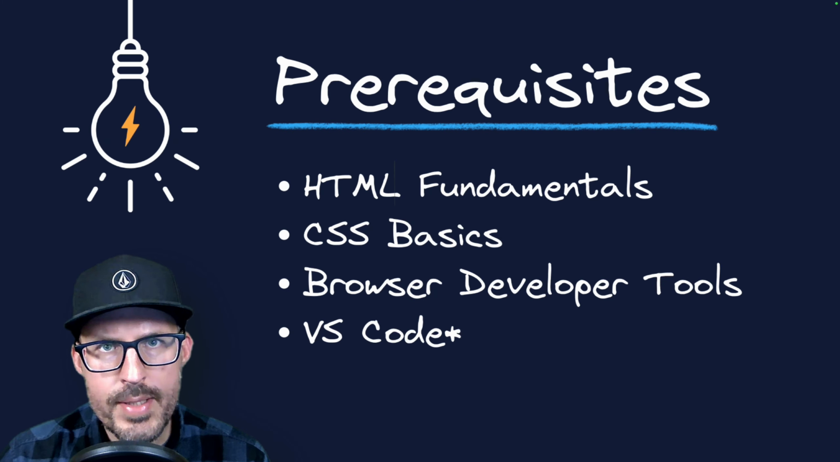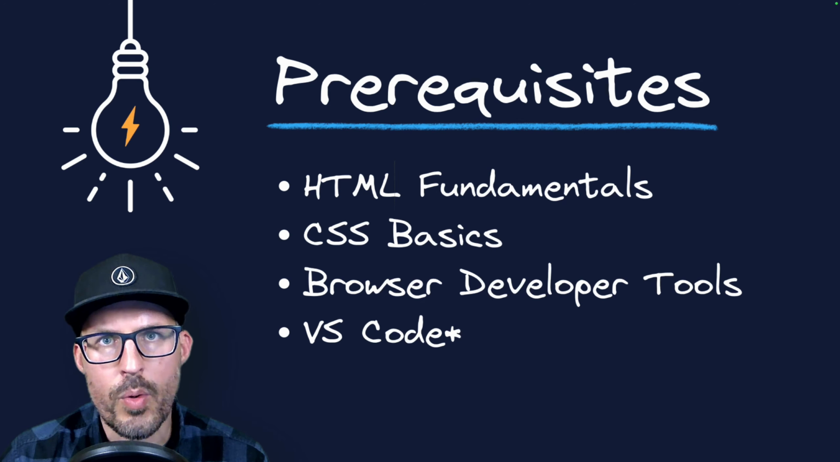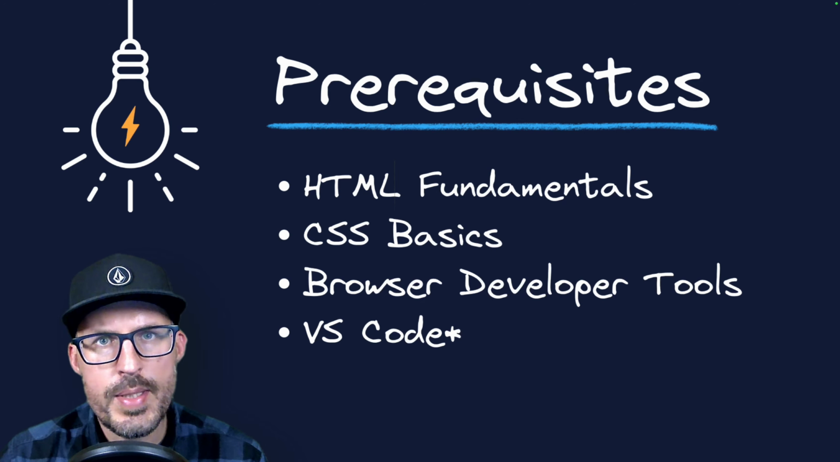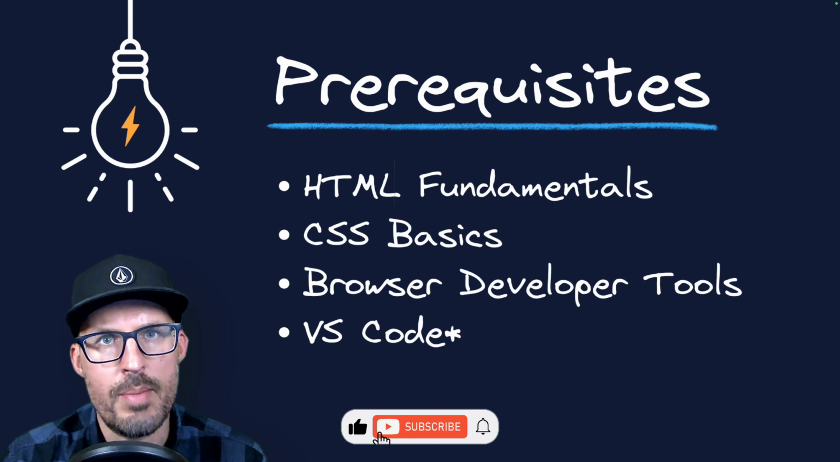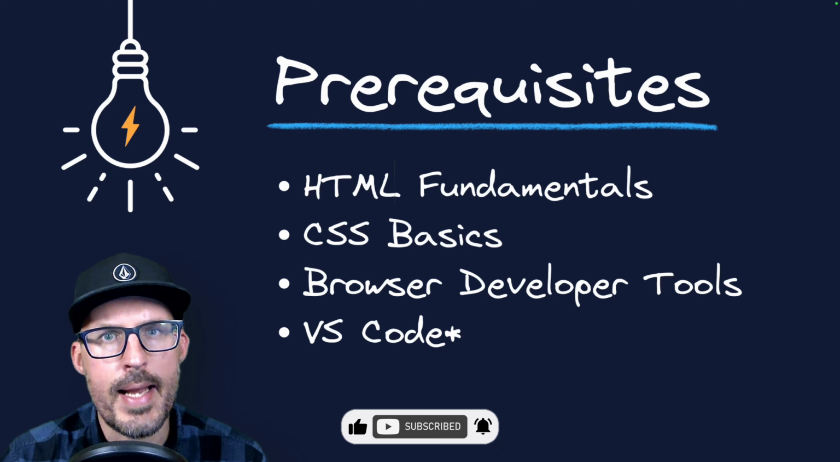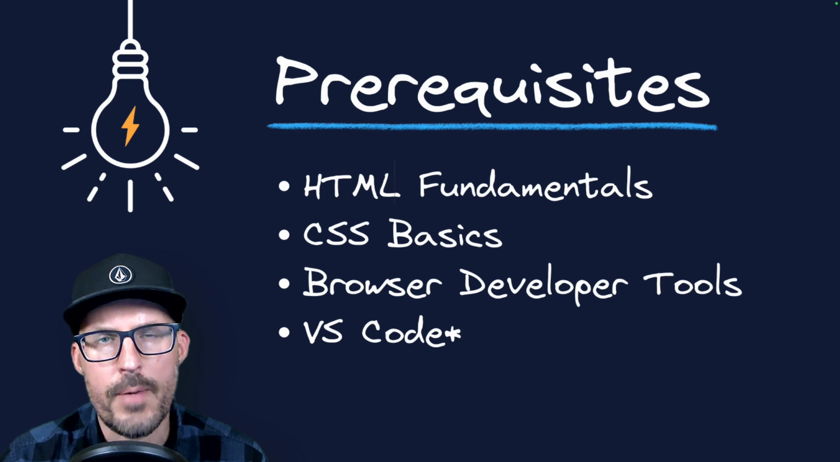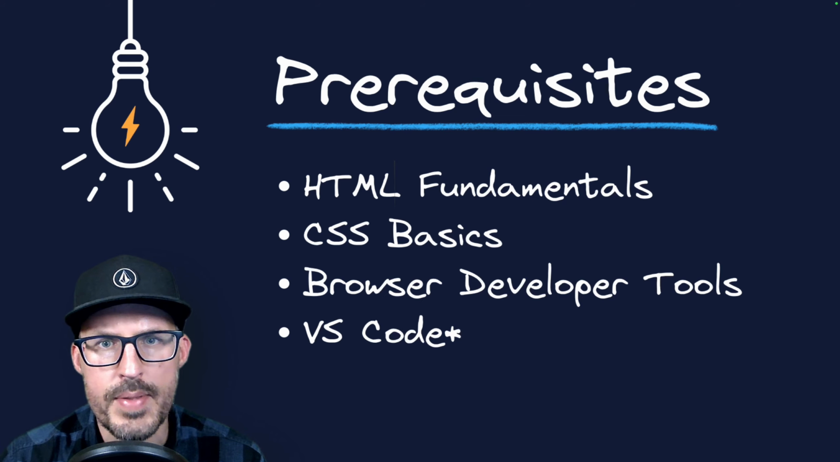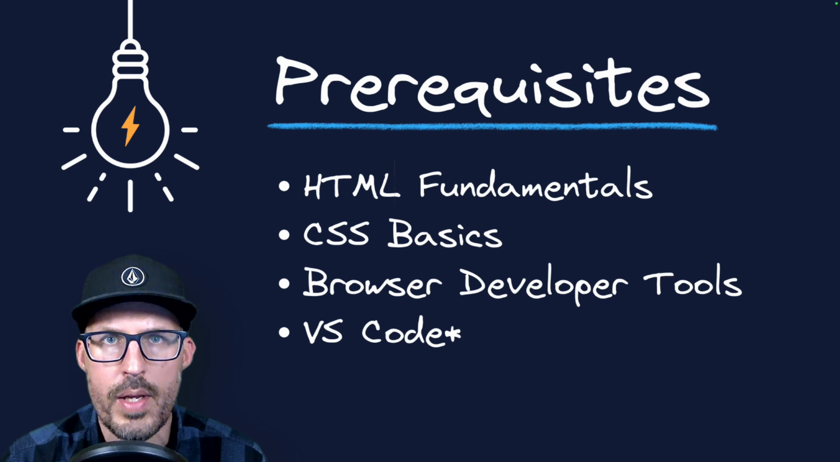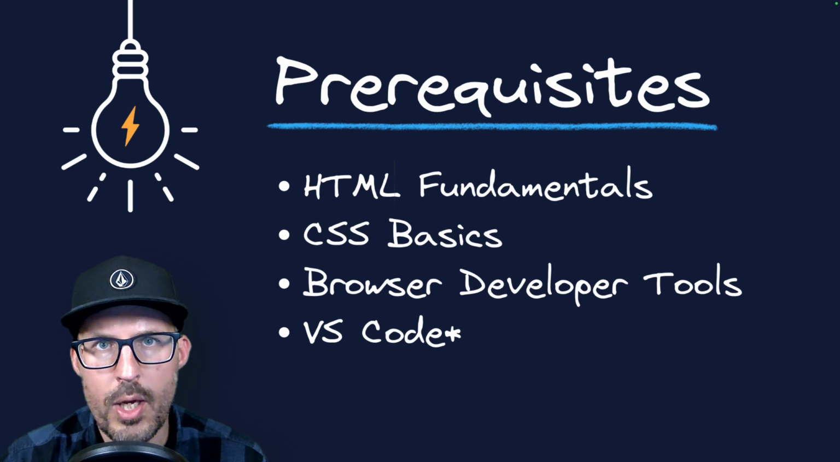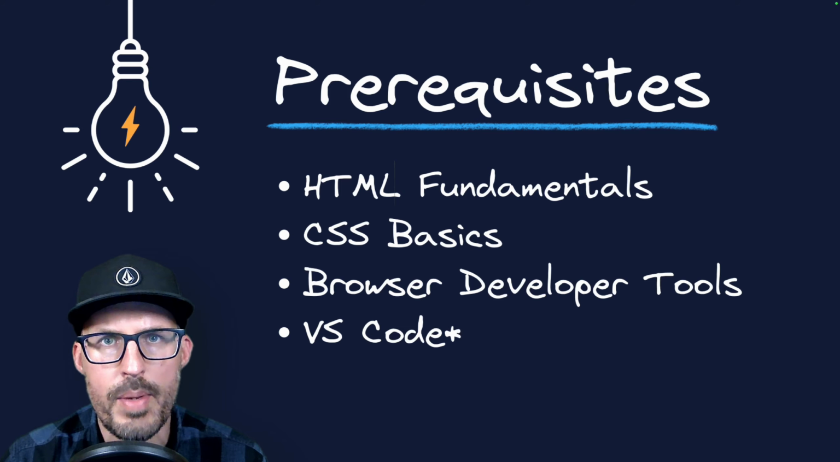All right, now before we get started, there are a couple prerequisites in order to follow along with this video. The first is that you'll want to have an understanding of HTML fundamentals, so things like elements and attributes, and it would also be helpful to know the difference between block and inline elements. Next, you'll want to have a basic understanding of CSS, specifically things like selectors and how to work with and set various CSS properties. Now, it'll also be helpful if you understand how to use your browser's development tools, as we're going to be using them quite a bit throughout this video.